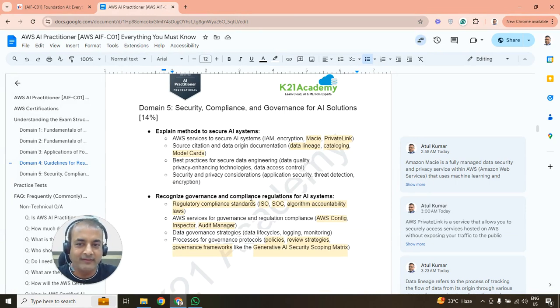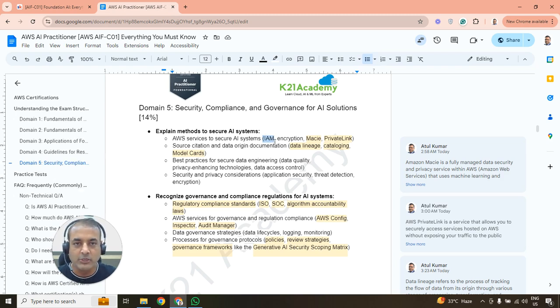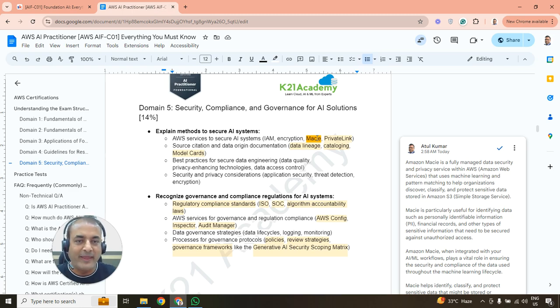security, compliance, and governance. This is where we're going to look at the services in AWS around security and compliance. So this is where you have Identity and Access Management, which is users, groups, roles, policies, and how to implement them, and also you have encryption, so the data is encrypted both at rest as well as in transit. Then you have services like Macie, which is a fully managed data security and privacy service on AWS, and which can be used with your machine learning models, patterns, and so on.